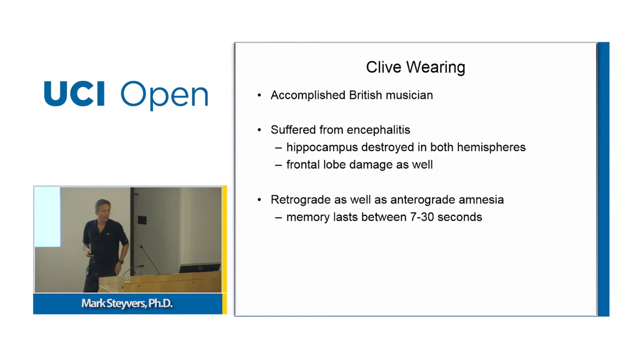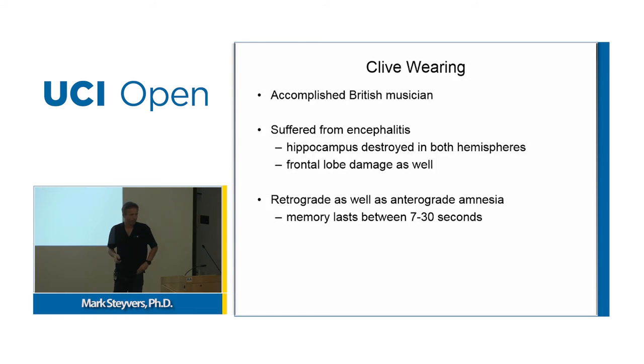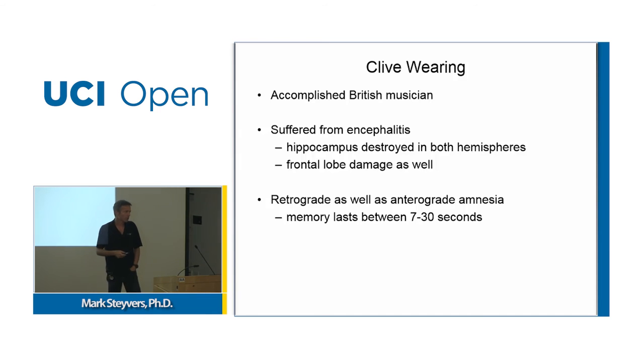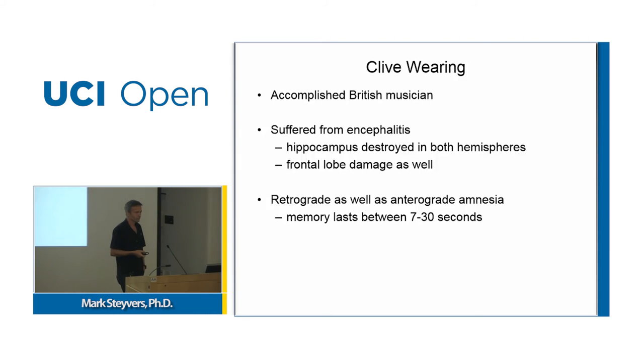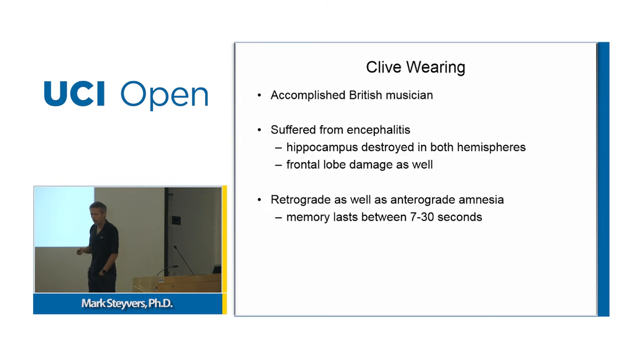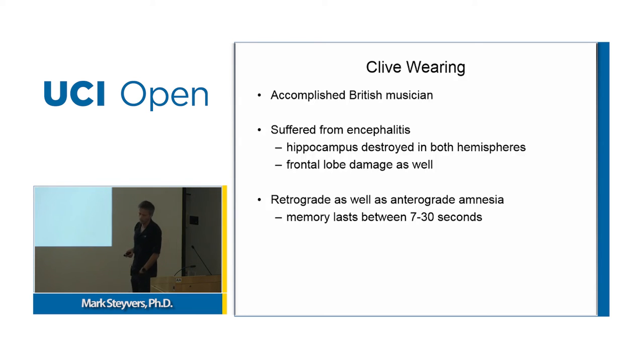So I want to show you a little clip of Clive Wearing. I think he's still alive today. He's one of those famous anterograde amnesics, almost as famous as HM. He was an accomplished British musician, and he suffered from a herpes simplex virus that attacked his central nervous system.